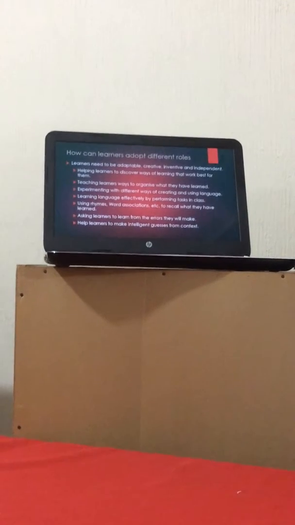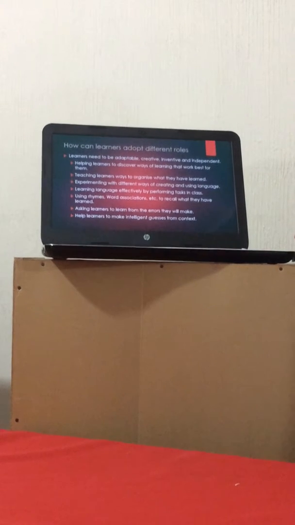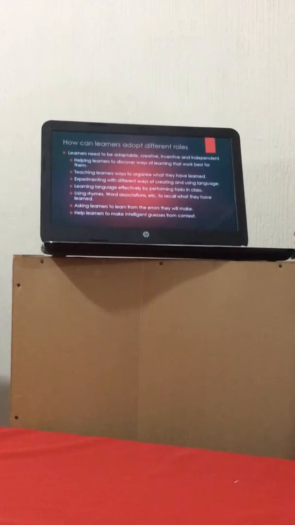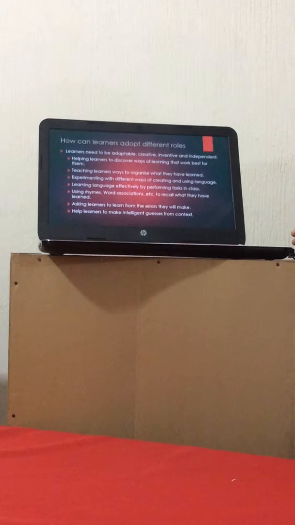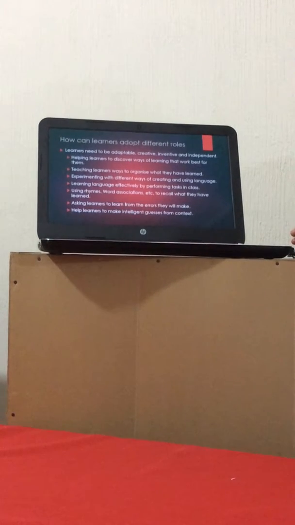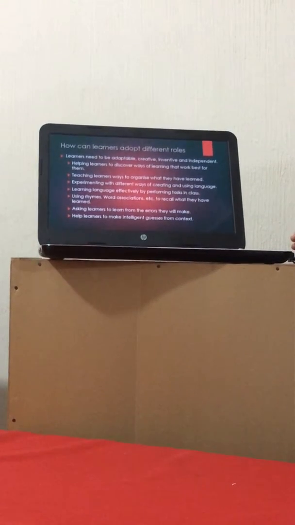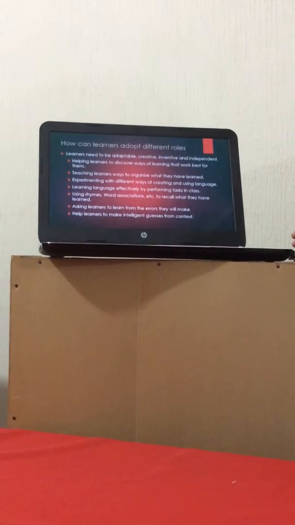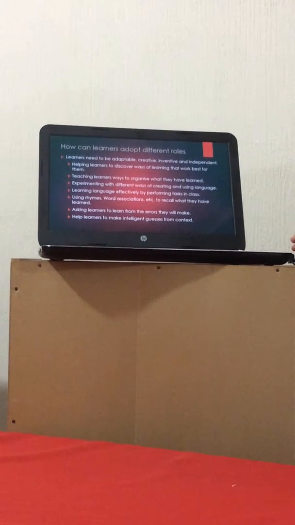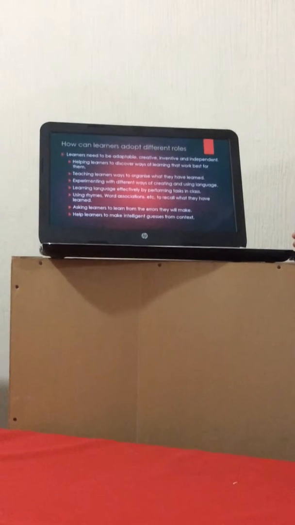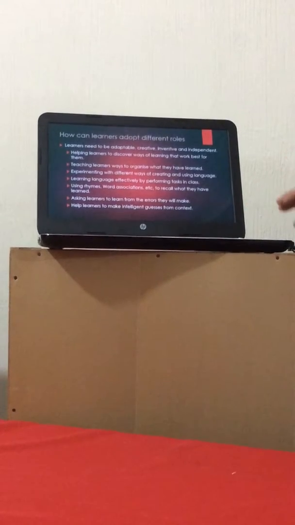Now, how can learners adopt different roles? As teachers, we know that learners need to be adaptable, creative, inventive, and independent. As teachers, we can help learners to discover ways of learning what works best for them. We can also teach learners ways to organize what they have learned, and more activities.